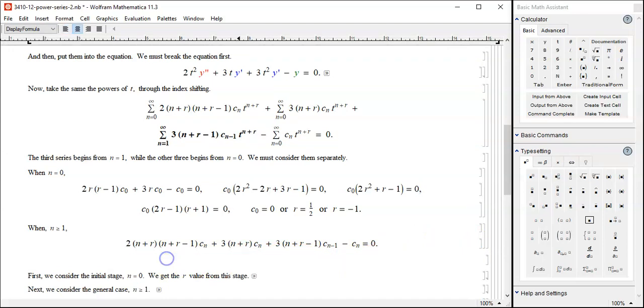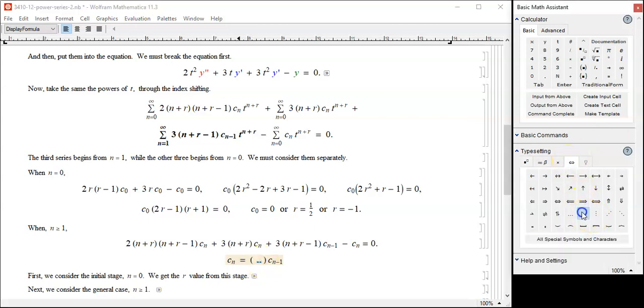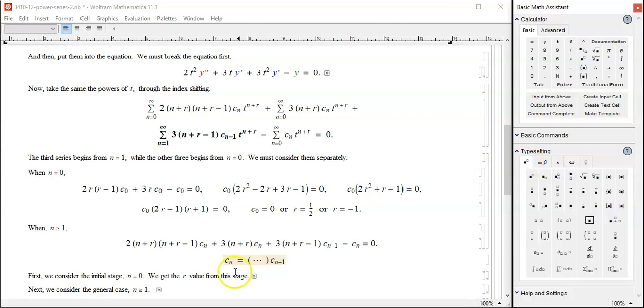So from here, you can solve Cn as some expression of r times Cn minus 1. You can get a recursive expression like this. And what expression goes here? That's going to be a bit of an interesting, a little bit tedious work. But once you get that, you're going to get a recursive equation.